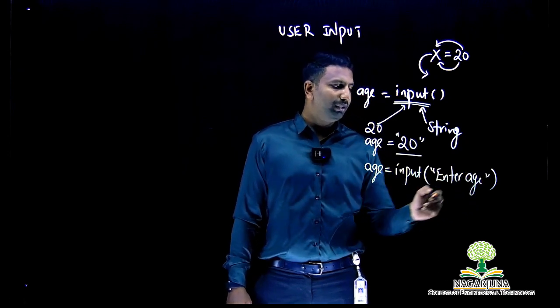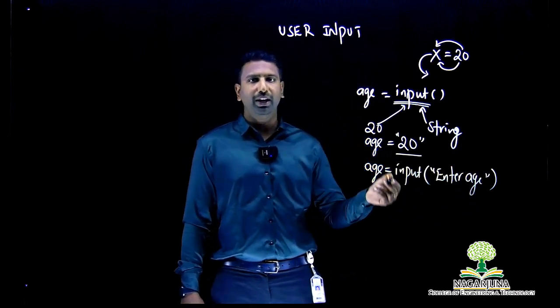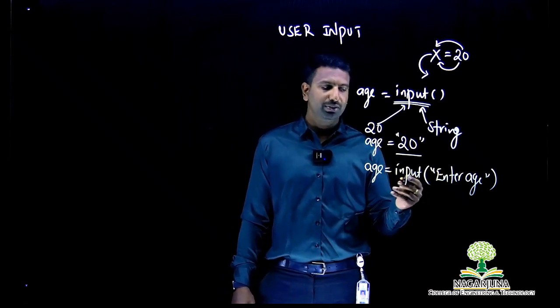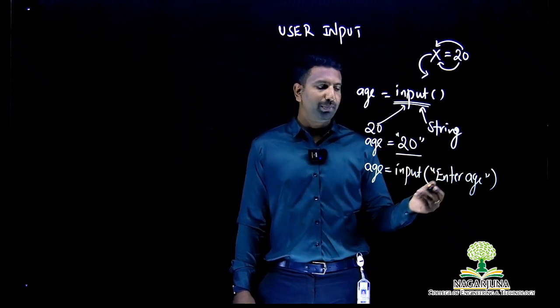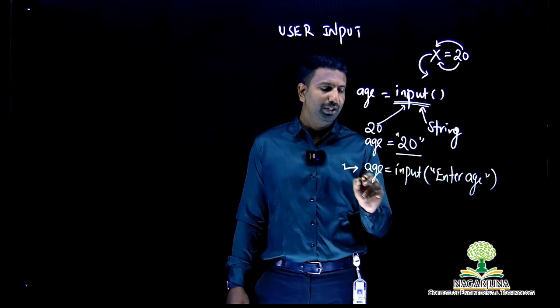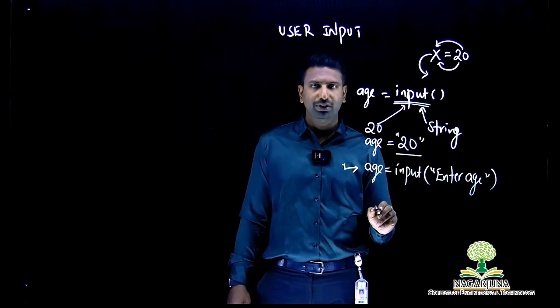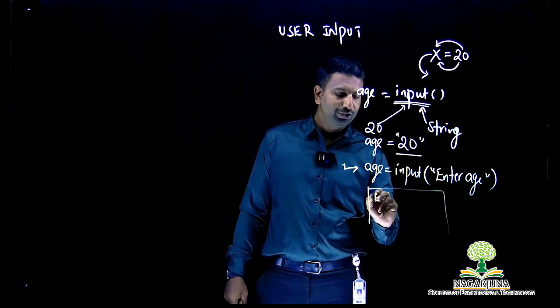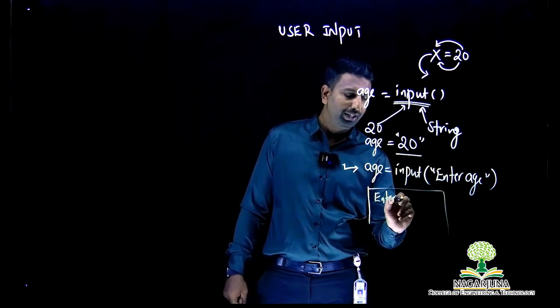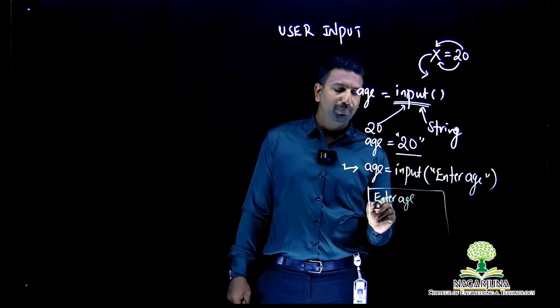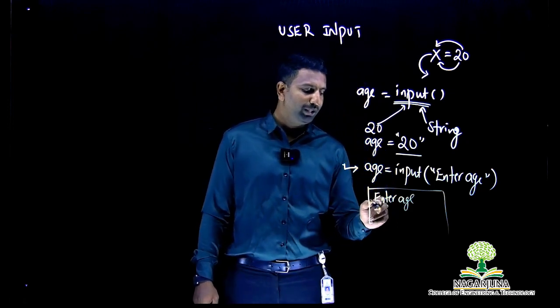So this is a string which will be displayed to the end user when an output prompt, or I can say an output window, or a console window, appears. For example, if I execute this particular statement, in the user's output window it is going to display "enter age".